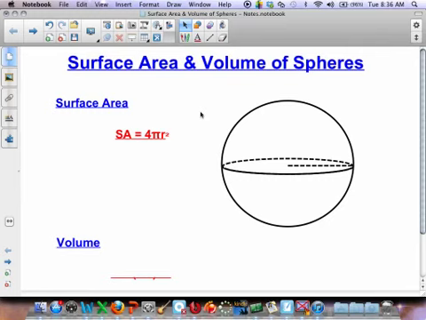It's like 4 circles thrown together. 4 pi r squared. And then the volume, hey, remember yesterday we talked about the volume of pyramids and cones? How is the equation for the volume of a pyramid different than the volume of a prism? What's the only difference between them? You guys remember? Okay, the volume for a prism was the area of the base times the height. The volume for a pyramid was 1/3 the base times the height, right?